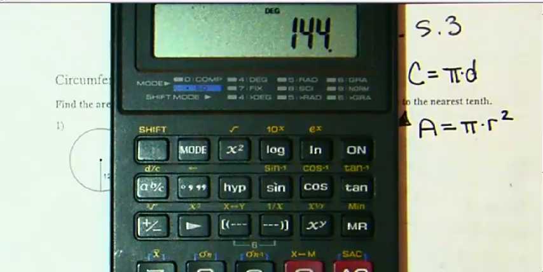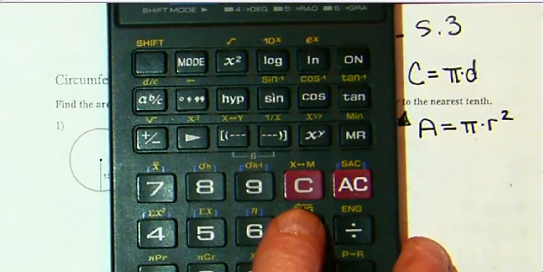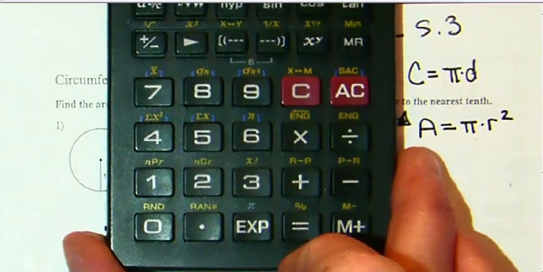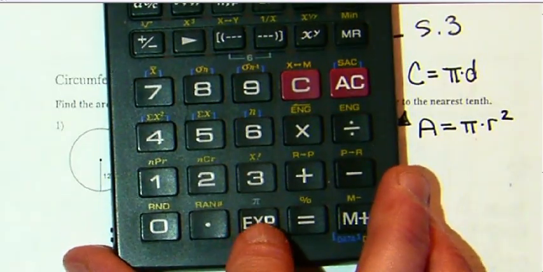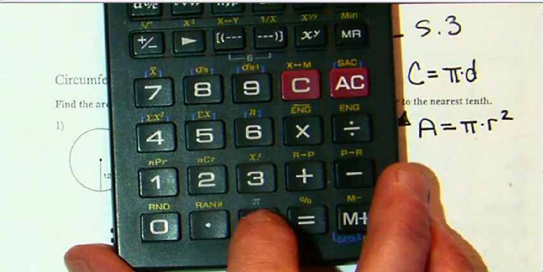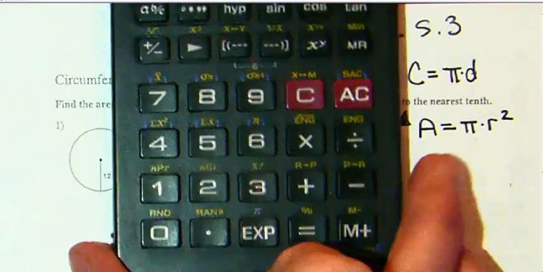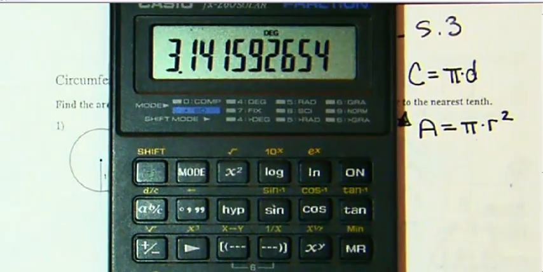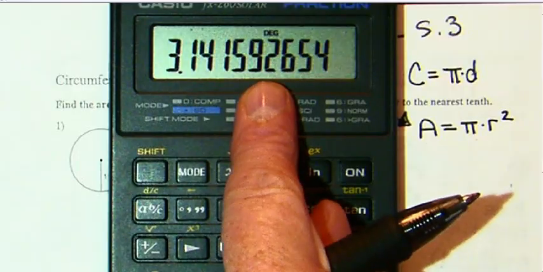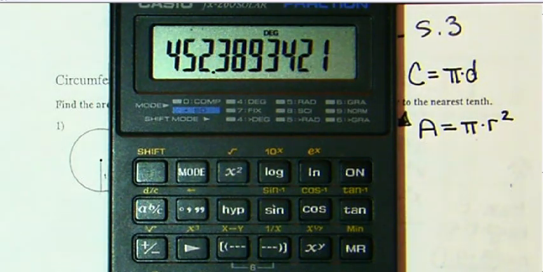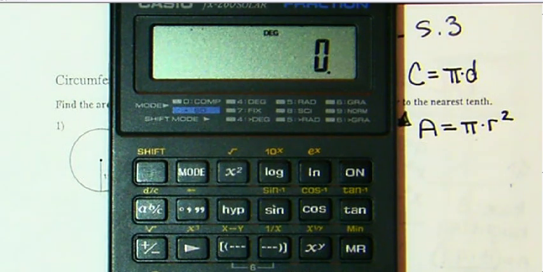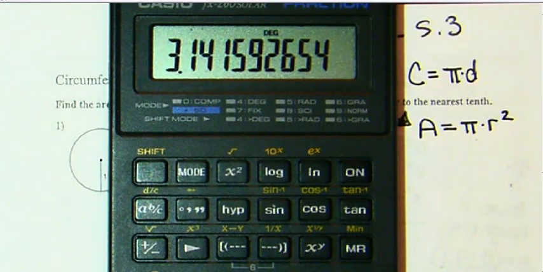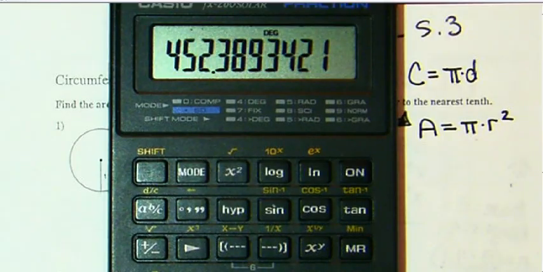I'm going to hit my multiplication button, so I'm going to hit times, and then my pi button, which is down here right above EXP. You don't have to press anything else, just press the EXP. That's going to give you your pi value in your calculator, and then press equals. I'm going to do that one more time so everybody can see. We've got 144 in our calculator. I'm pressing times, I'm hitting the pi button, and I'm pressing equals.